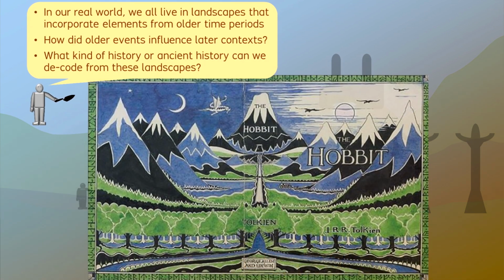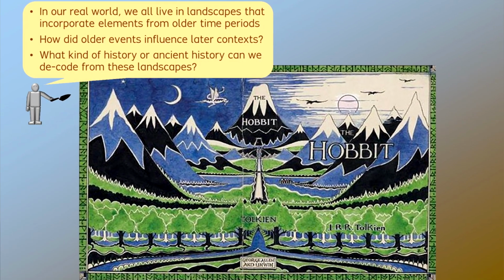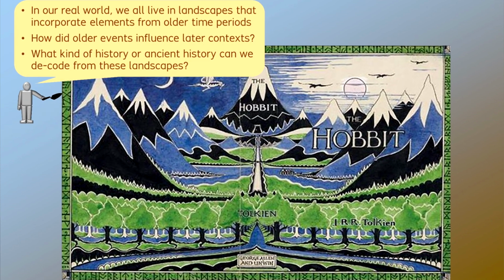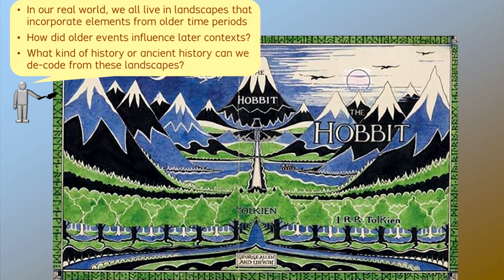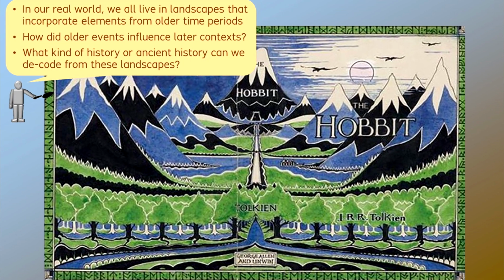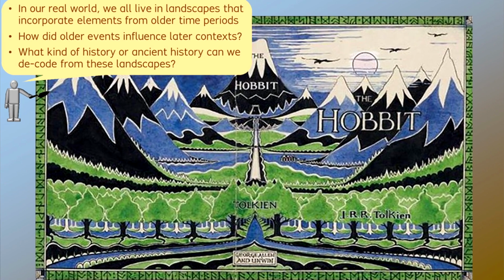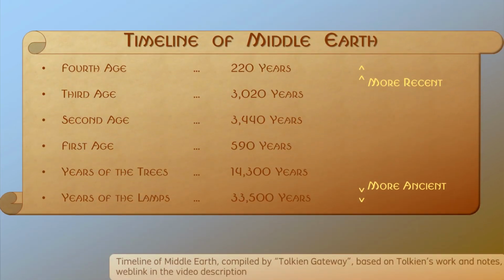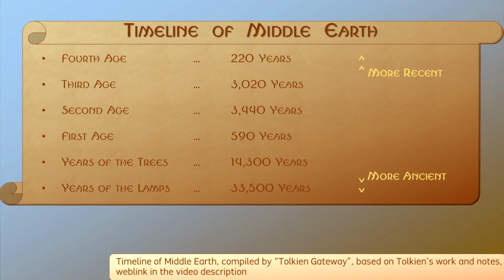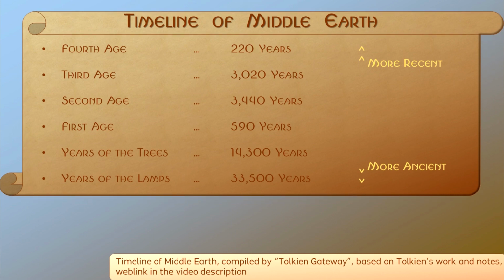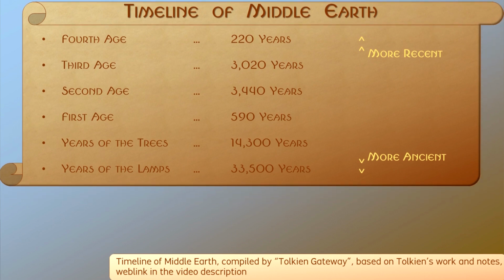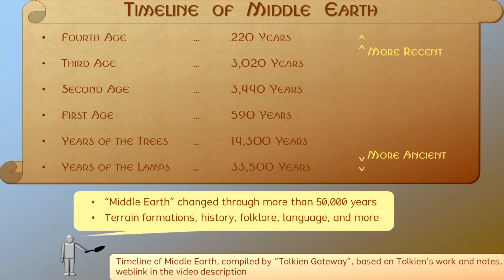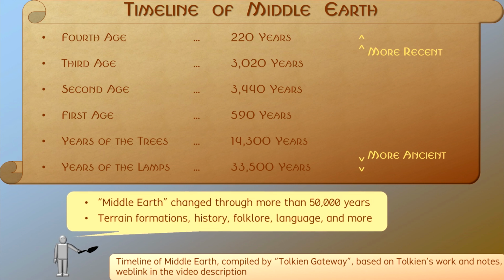When Tolkien wrote about an approximately Iron Age through medieval setting in his Middle-earth, then he accounted for how this landscape and historical context already had been shaped and influenced by older time periods. Tolkien's construction of Middle-earth included a history that extended back more than 50,000 years. The shape of the world's terrain had changed through its different periods of the years of the lamps, years of the trees, and then the First Age through Fourth Age.